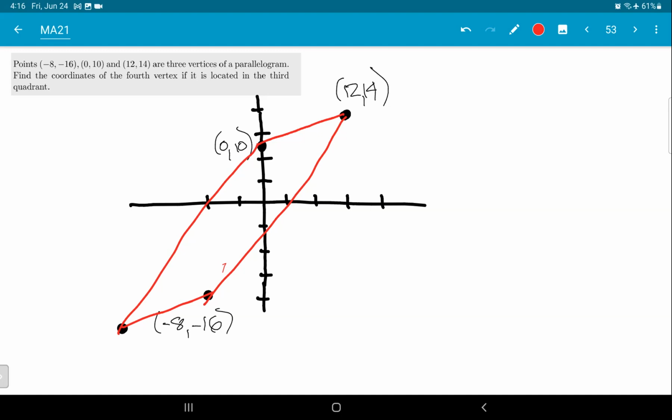So gagamit tayo ng midpoint. Midpoint formula. Paano gagamitin yung midpoint formula? There's this property of parallelograms that their diagonals, what? What do they do to each other? If you have a parallelogram, their diagonals, yes, correct, Mr. Logan, bisect each other. So what's a diagonal? From one vertex to an opposite vertex or to another vertex.